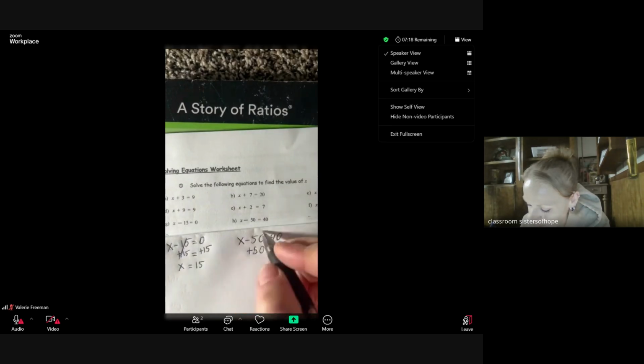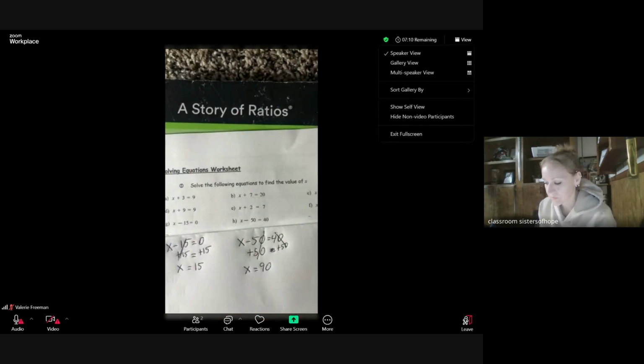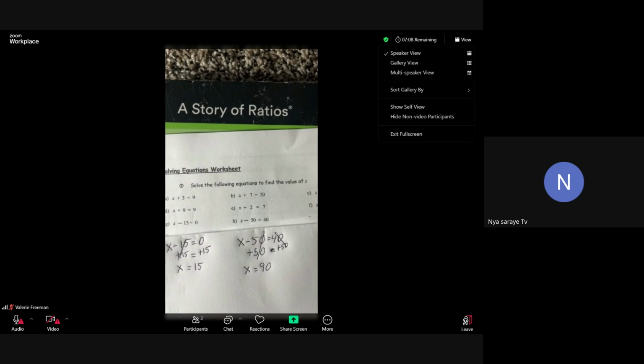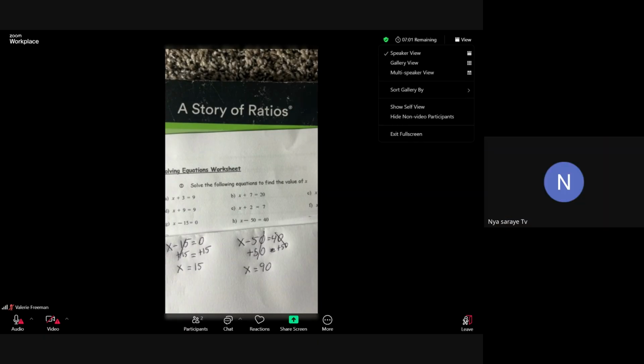Those two would cancel out. 40 plus 50 would be X equals 90. Okay, I didn't get that answer. You did or did not? I didn't. Okay, tell me what you did. I subtracted 50 and 40. Okay, instead of adding.